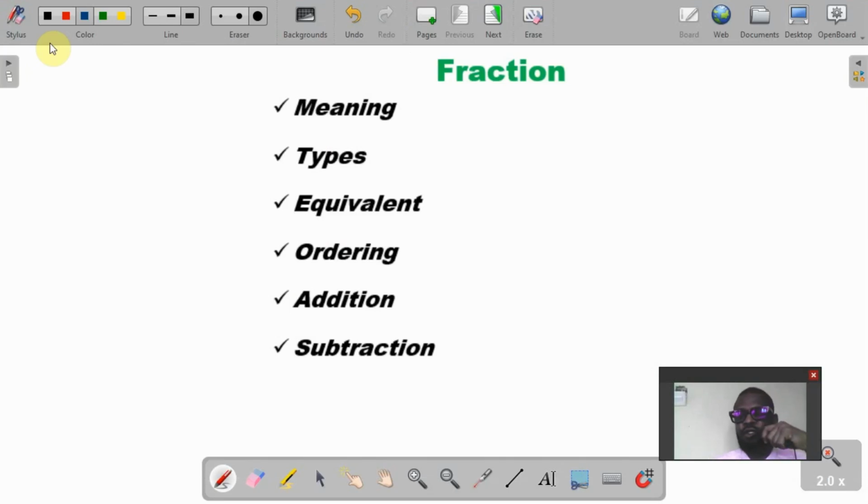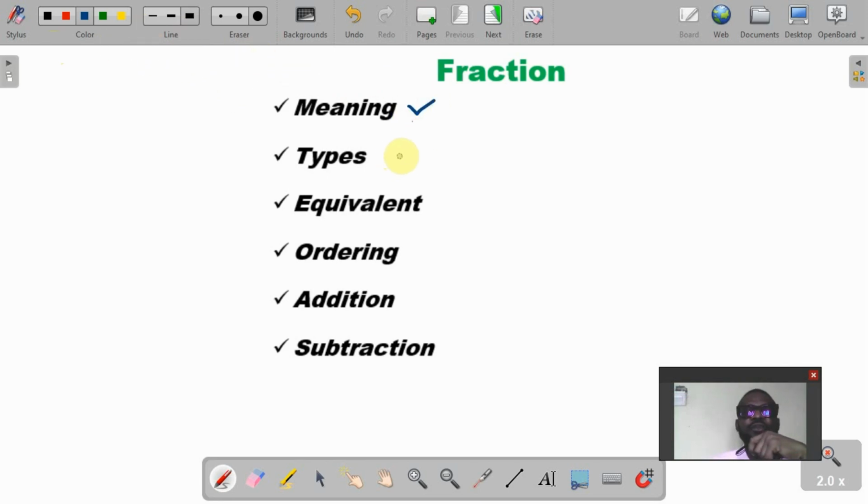Today I'll be dealing with this topic in mathematics called fraction. Most students find this topic very confusing. That is why I want to give out the basic concept of this fraction. And in this video for part 1, we'll be looking at the meaning of fraction.